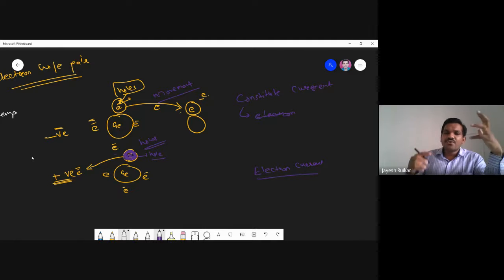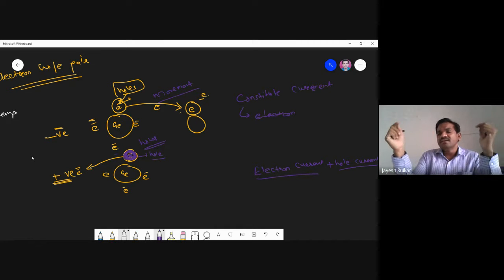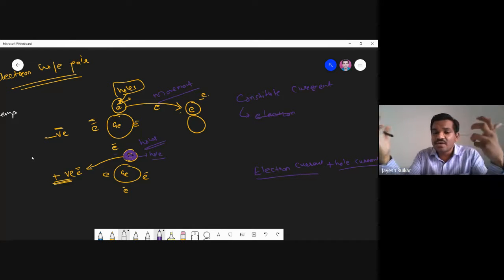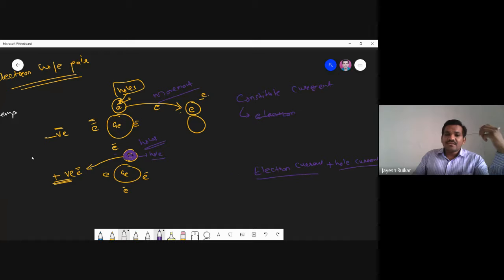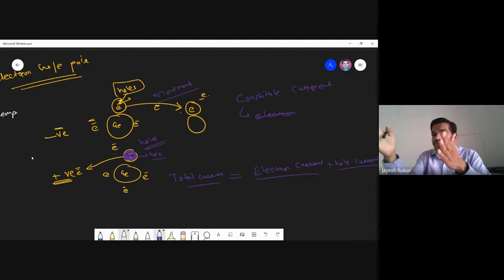And if you talk about hole movement, like positively charged bodies moving, that current is called hole current. So current associated with the movement of electrons is called electronic current, and current associated with holes, or positively charged particles, is called hole current. And the total current will be the electron current plus the hole current. This you need to understand.